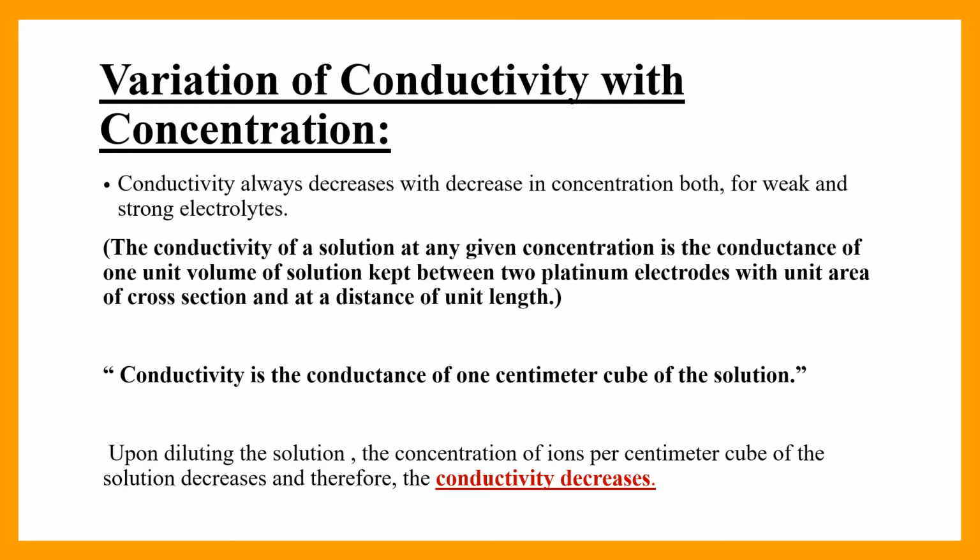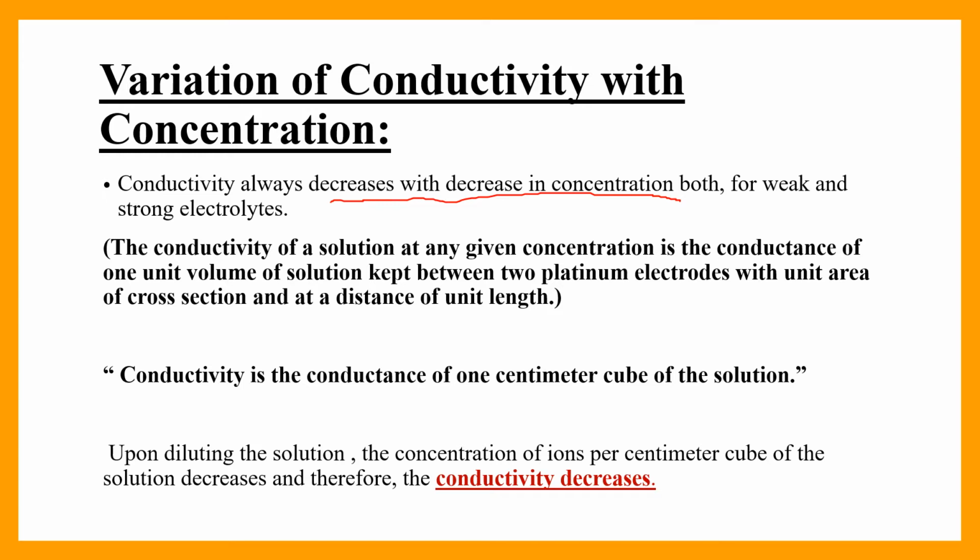First is variation of conductivity with concentration. Conductivity always decreases with decrease in concentration, both for weak and strong electrolyte. It means as the concentration of this particular solution decreases, the conductivity also decreases. It is for both weak electrolytes as well as strong electrolytes.